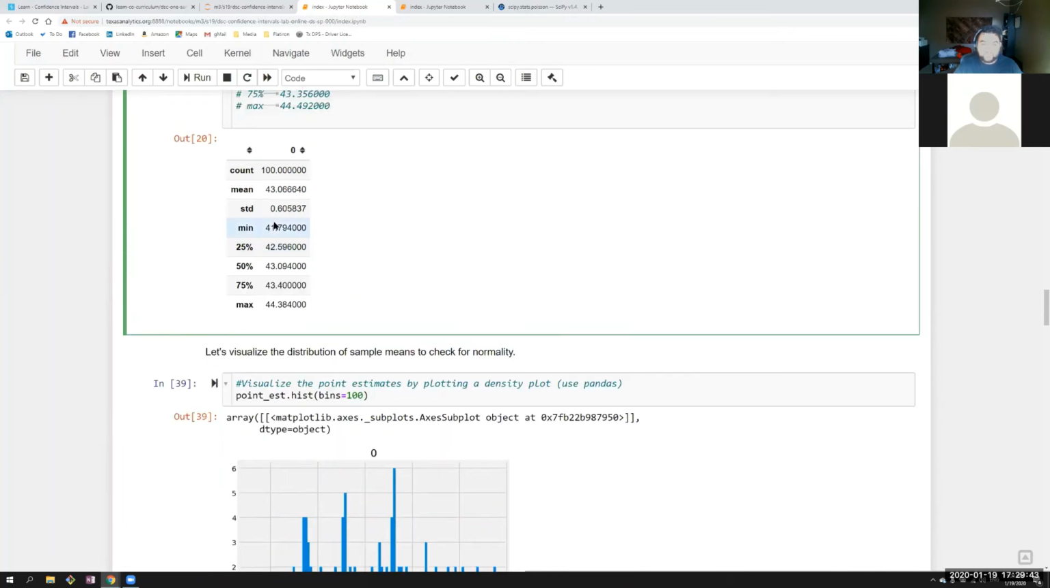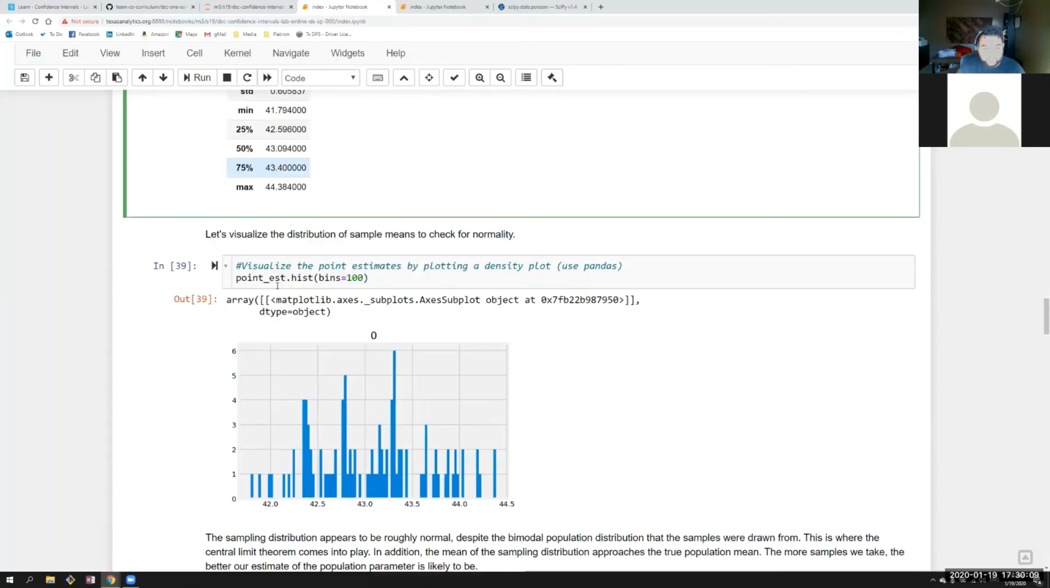What you're seeing though is that because we have a large sample size, the means are not varying very much. There's very small amounts of variation. Like 50% of them are around 43. The minimum is 41, the maximum is 44, and 42 and 43 cover 50% of them. Because the sample size is large, the mean is varying very little around the population mean.